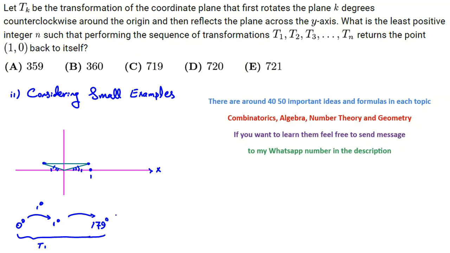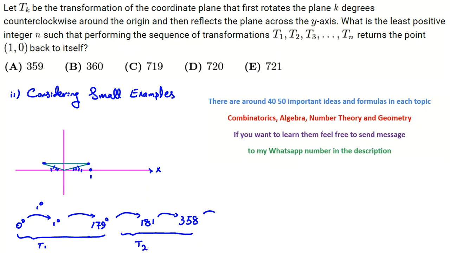Okay, let's apply T2. At first, plus 2 degrees, 181. And then we reflect it, for example it is this one. When you reflect it, it comes here. So here it's 2, but here negative 2 will be 358. So it will be 358 after applying T2.